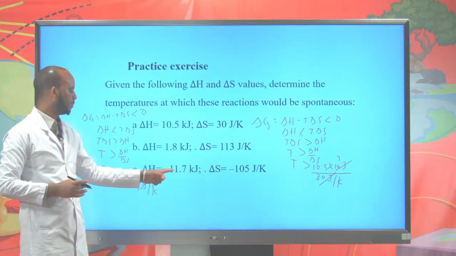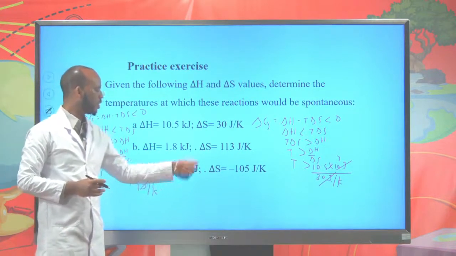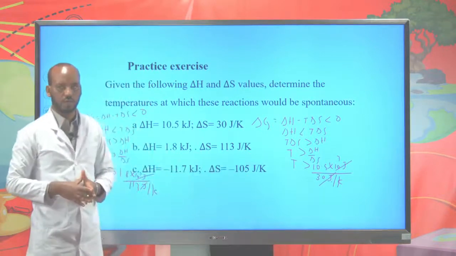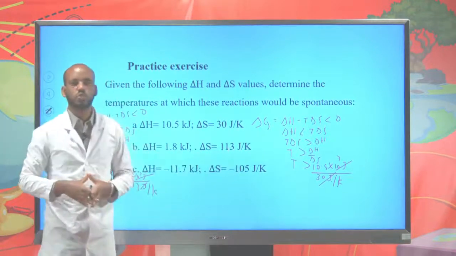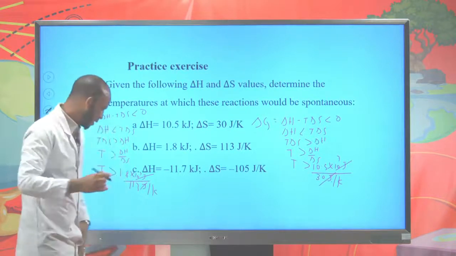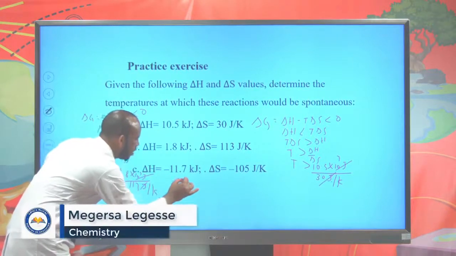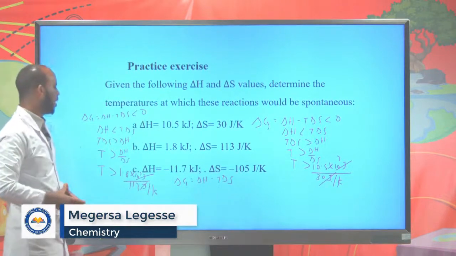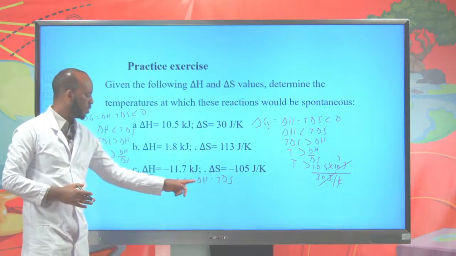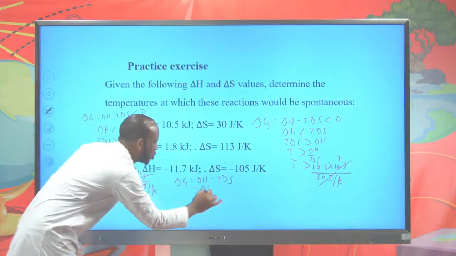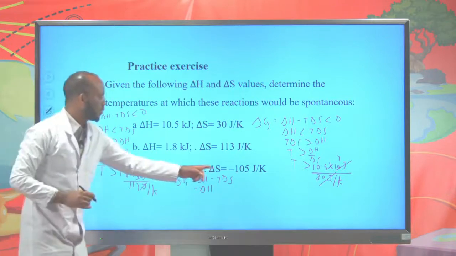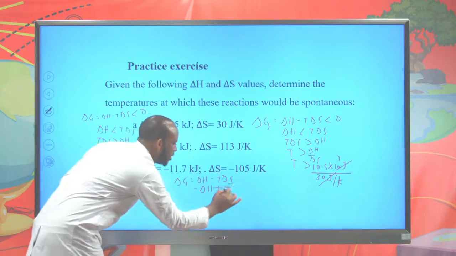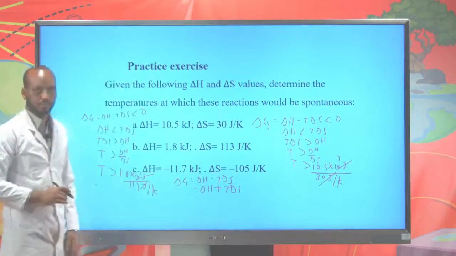C, delta H is minus 11.7 kilojoule. Delta S is minus 105 joule per Kelvin. For what temperature would this reaction be spontaneous? Again, the Gibbs free energy change, delta G equals delta H minus T times delta S. Now the sign of delta H is negative, so we have minus delta H. Delta S is also negative. Negative times negative is positive, so plus T times delta S.